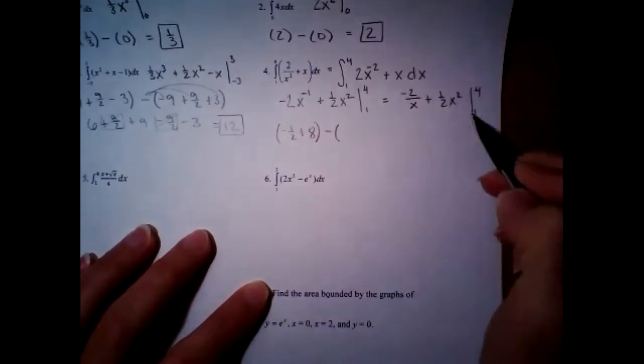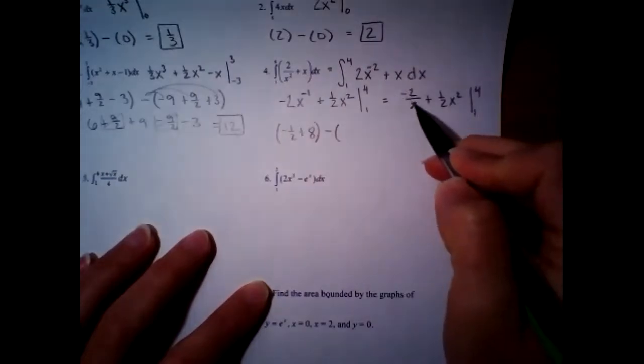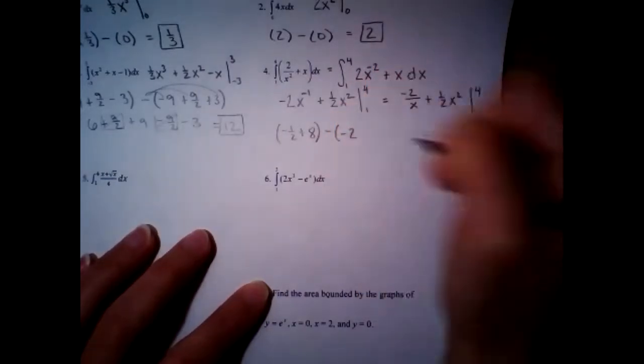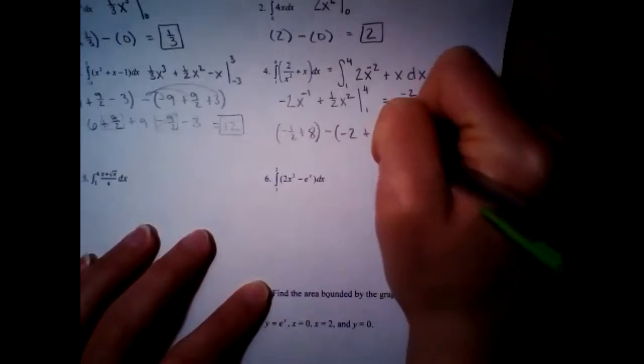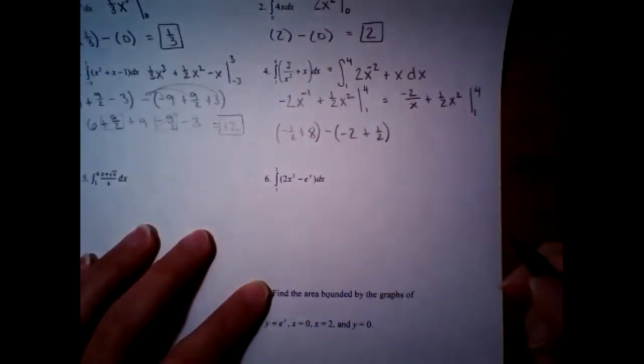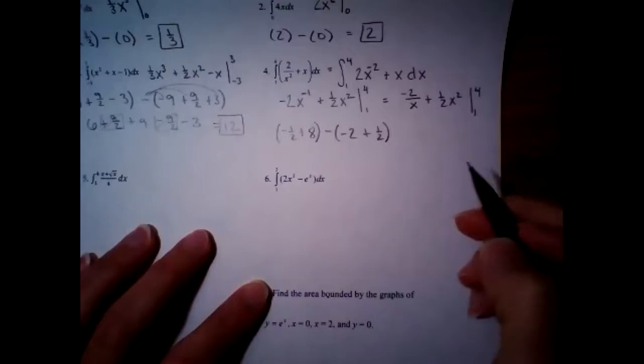Minus lower boundary, if we plug in 1, that's going to be -2 plus a half. Now this one's not too bad, so I'd like for us to keep going. Again, if it's a total disaster, I'll let you just stop, but this one's not going to be too bad.